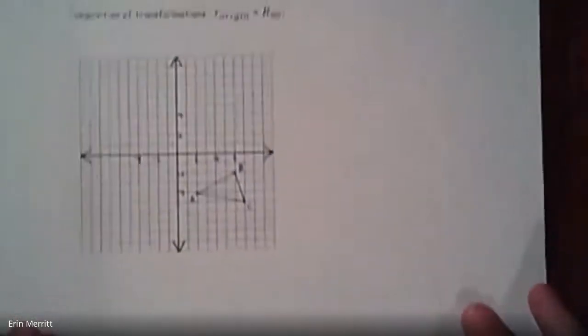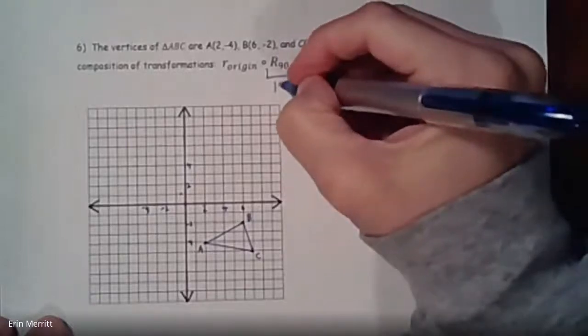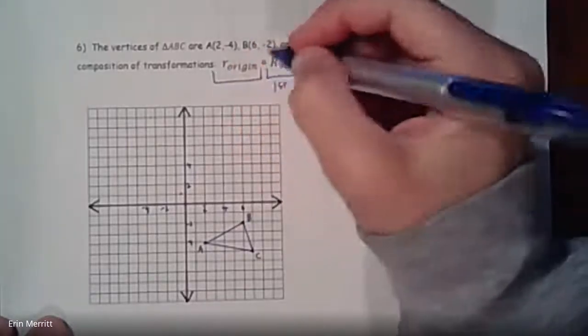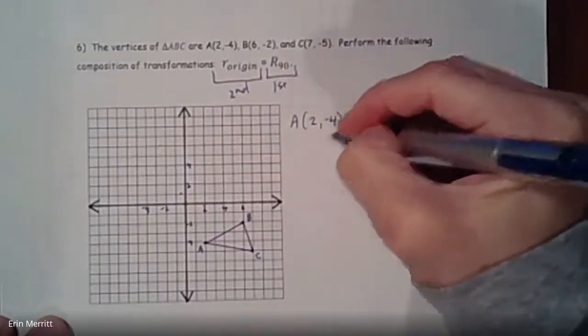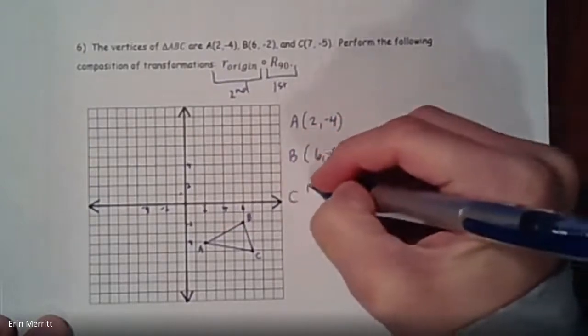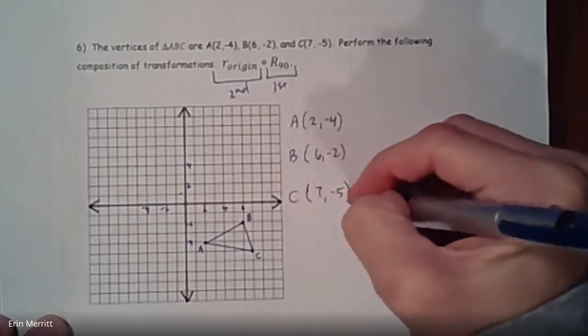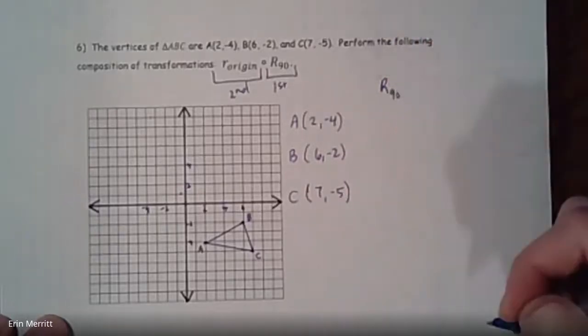Number 6, we've got the vertices of triangle ABC are given. Perform the following compositions. So again, I have mine graphed so that I'm ready to go. And then as a reminder, we're rotating first, and then we're going to reflect through the origin second. All right, let me get my points ready to go here. So A, B, C. All right. So reflection, or excuse me, a rotation 90 degrees.